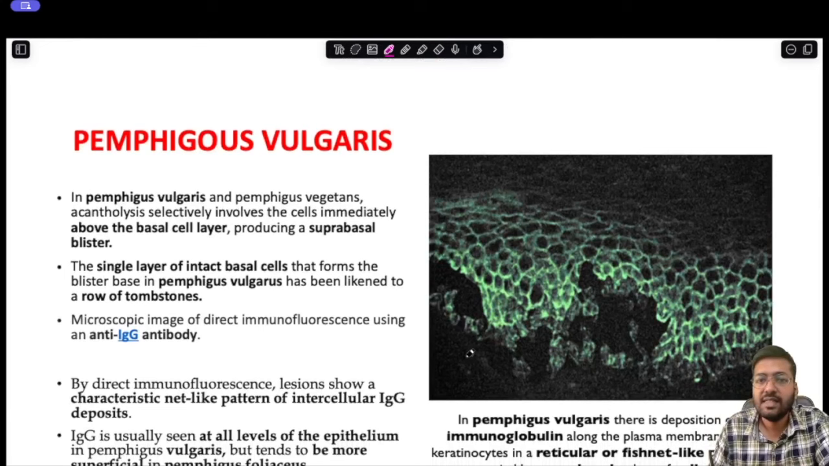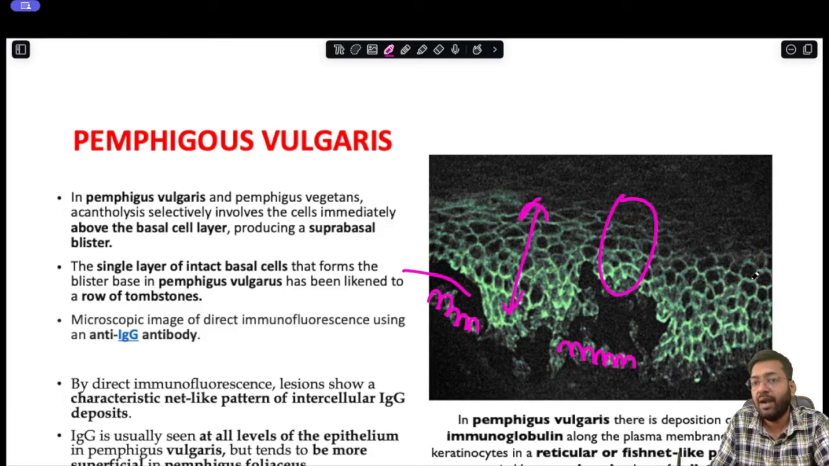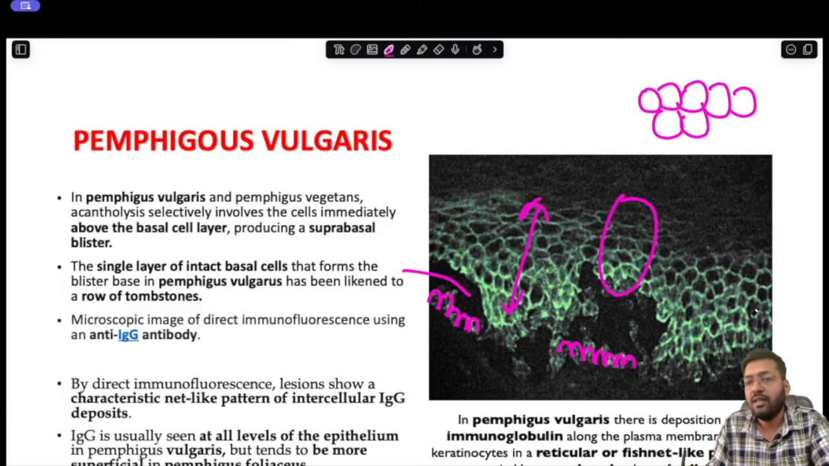So first, as you can see, this is pemphigus vulgaris. As you can appreciate over here, there is a separation just above the basal cell layer. Can you see, this is the separation, and over here you can see this is the basal cell layer. Separation is just above the basal cell layer, and these are the keratinocytes. You can see that the antibody deposition is throughout the epidermal layer, and it is in a fish net like or lace like pattern. It is in between the keratinocytes that you can see the antibody deposition.